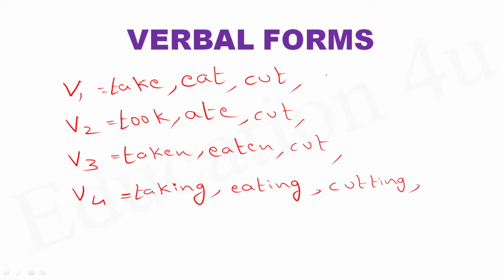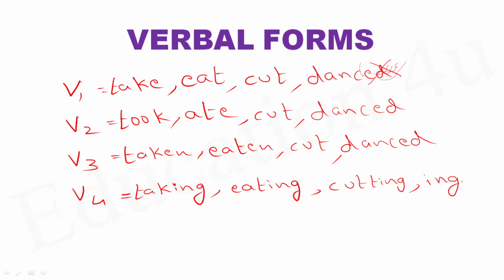And there is something more interesting. There are some verbs where V2 and V3 are the same. That is again a different category. For example, danced is not V1, right? Dance is V1, but here we go for danced and again danced, which means V2 and V3 are the same, and ing is common. So it all depends on the verb that we choose. These are known as verbal forms.